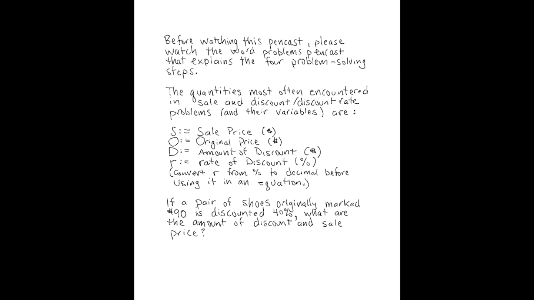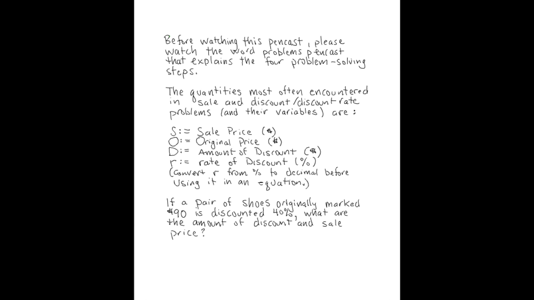Now that we understand the 4 problem-solving steps, let's talk about the type of word problem that involves sale and discount or discount rate. The quantities most often encountered in sale and discount rate problems, and their variables, are as follows. A capital S represents sale price measured in dollars. A capital O represents the original price, also measured in dollars. A capital D represents the amount of discount, measured in dollars. And a lowercase r represents the rate of discount, measured as a percent, often stated in the problem as a percent, but used in the equations as a decimal.